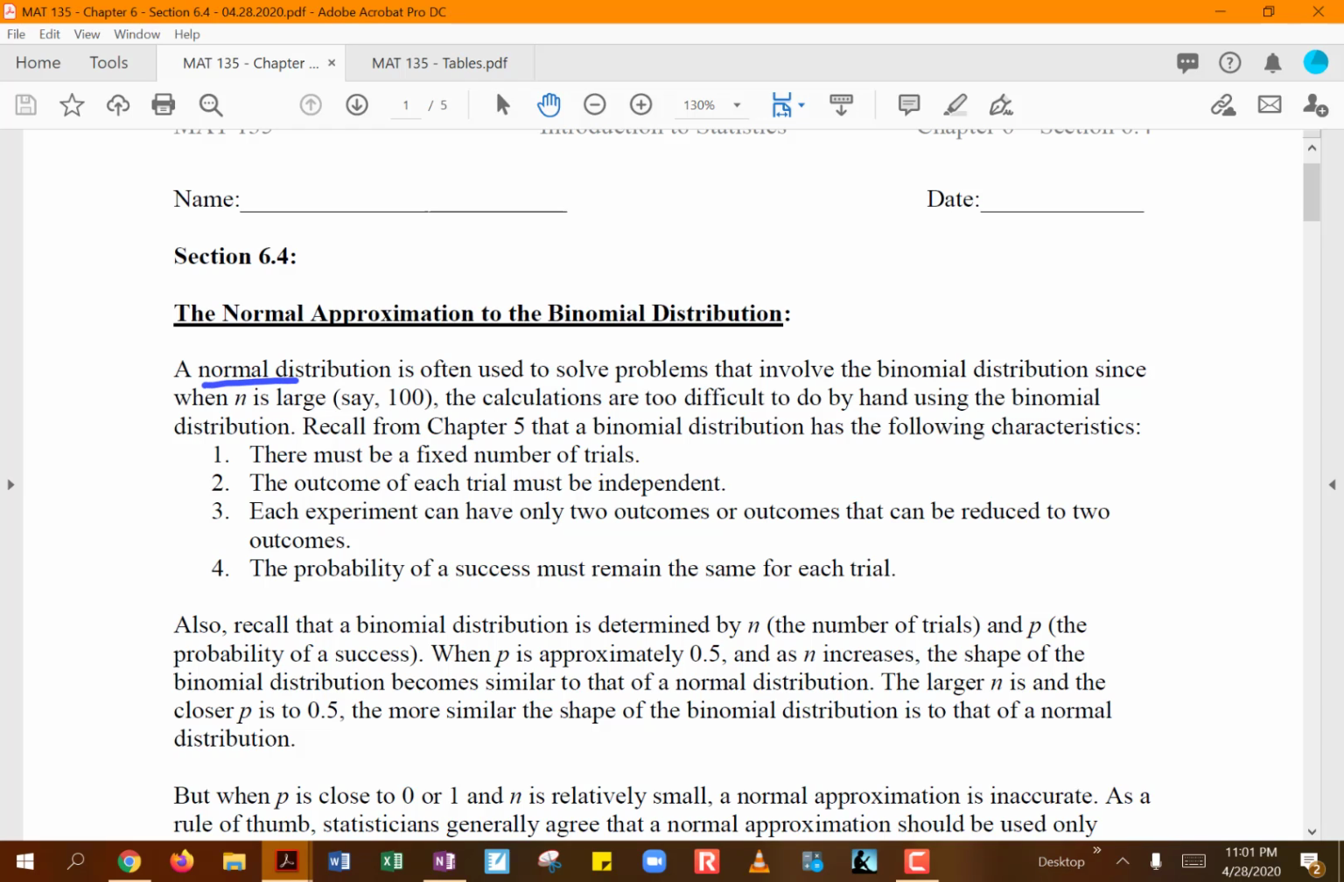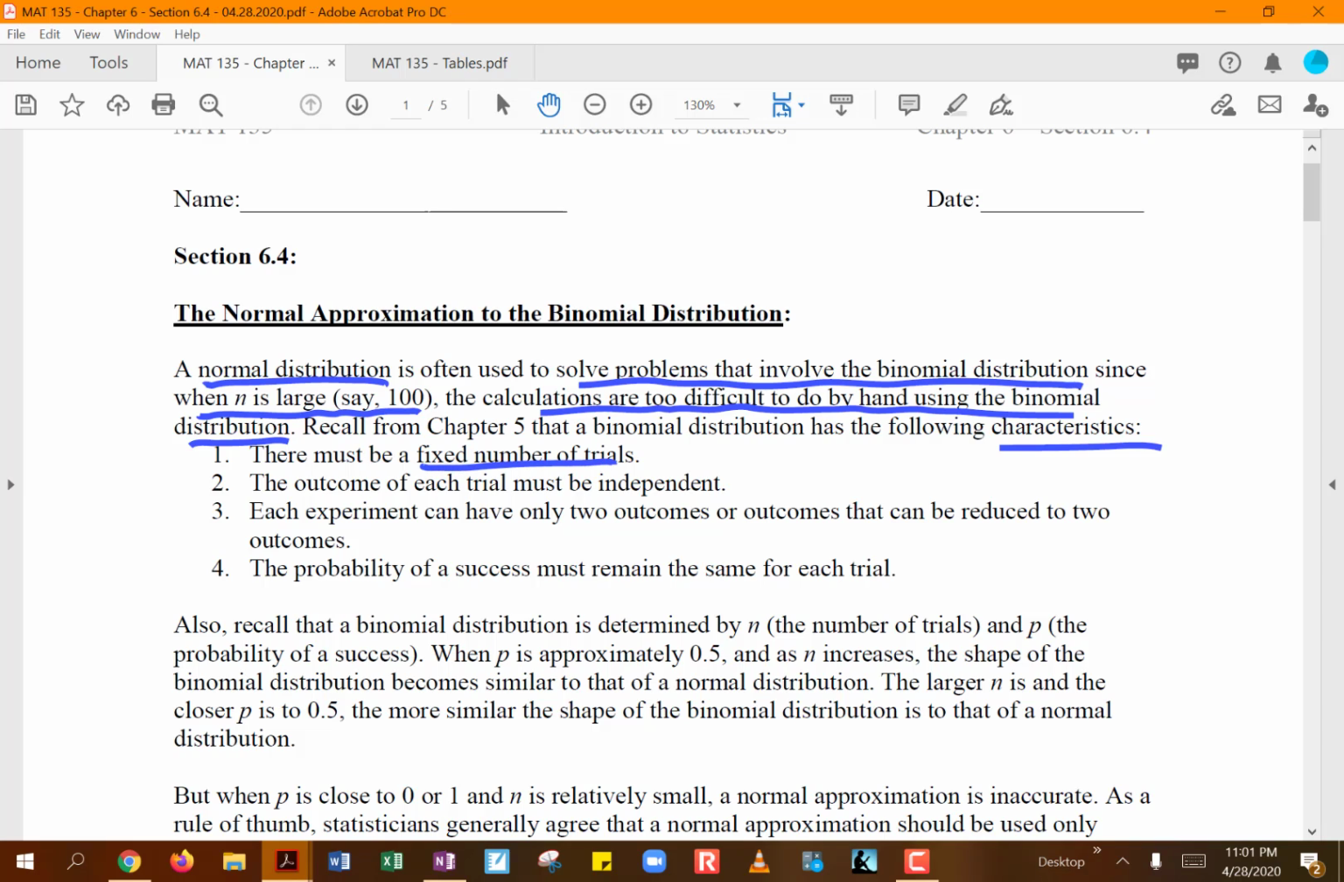So we're basically saying a normal distribution is often used to solve problems that involve binomial distributions, since when n is large, say about 100, calculations can be too difficult to do by hand when we are using the binomial distribution. So remember, in chapter 5, we talked about the binomial distributions, and they had the following characteristics.